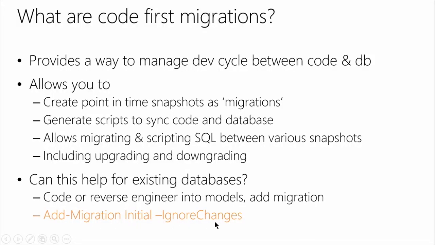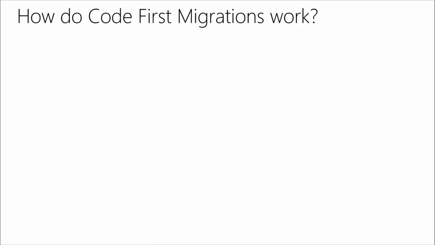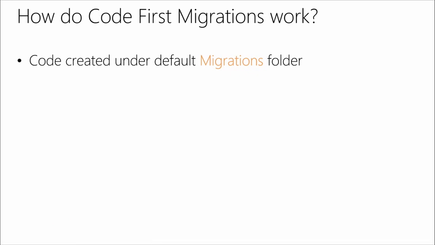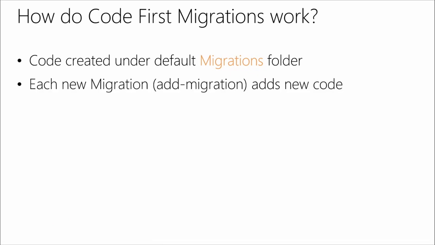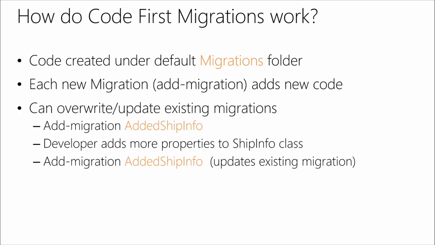Now, what about for existing databases? We can use this on existing databases as well. This command right here, add-migration initial -ignore changes. And we'll try to look at a quick demo of that as well. So how do they work? Code by default is created under the migrations folder. Each new migration that we add adds code to this folder. It's code that only Entity Framework looks at. And we can upgrade, downgrade, and overwrite existing migrations.